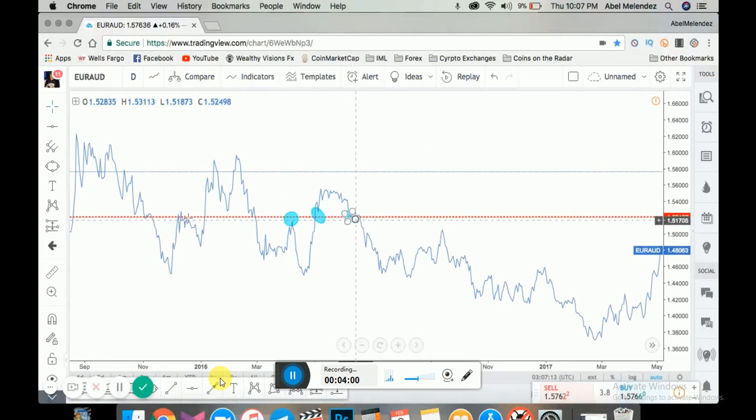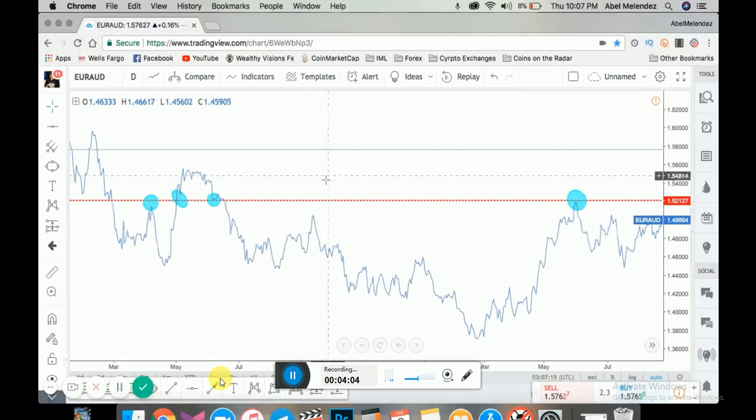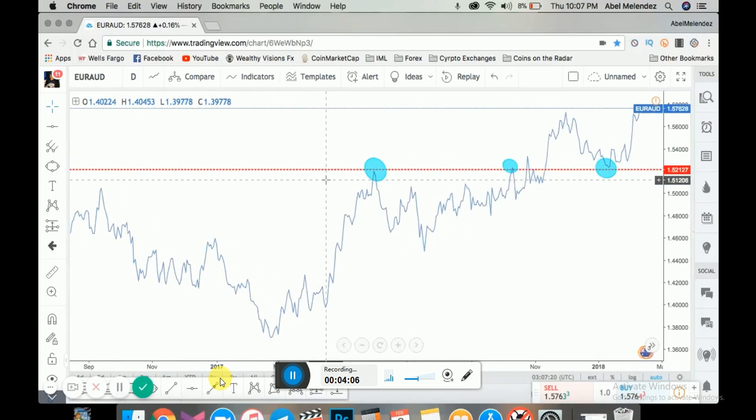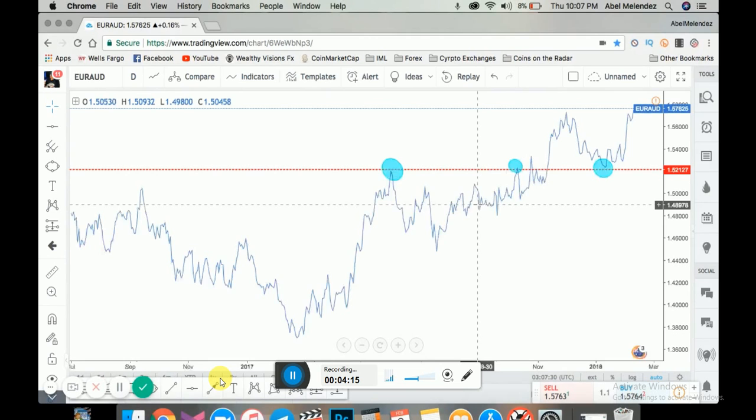You see this level? This is a very, very strong level, guys, and we're on the daily time frame. So we know that next time, if price comes back down to this level, we can expect some type of reaction off of this level, because every time price has gotten here, there was a reaction off of that level.